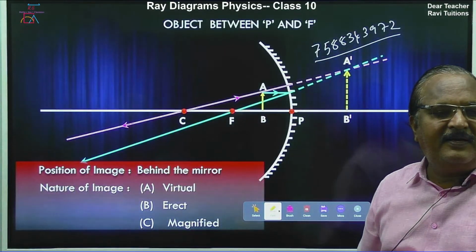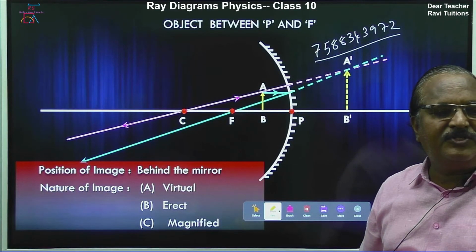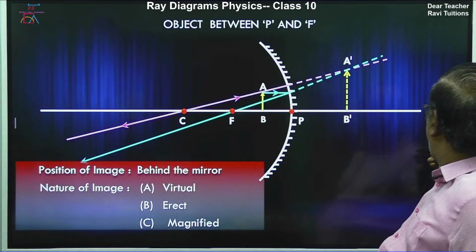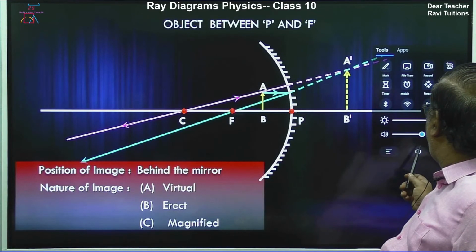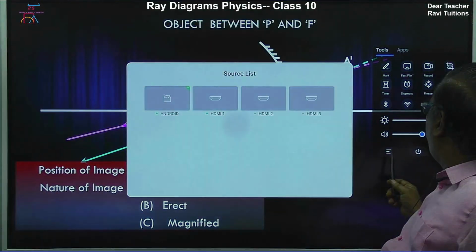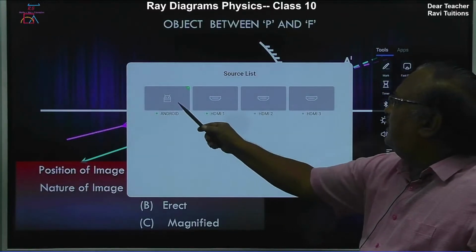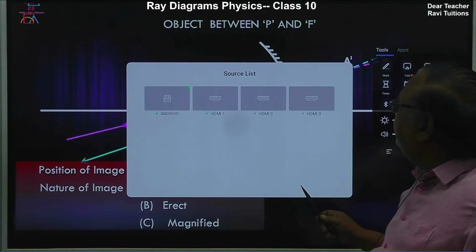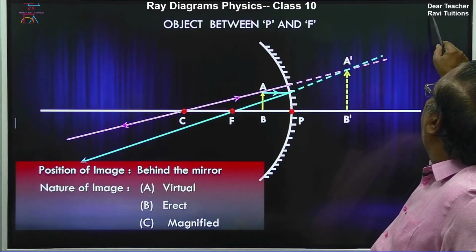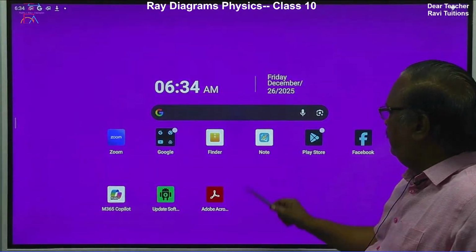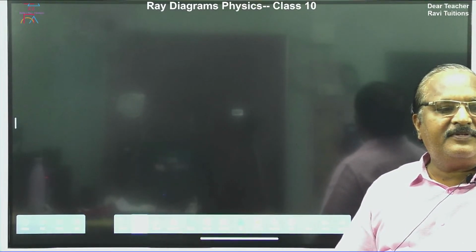Yeah, heating effects of Joule's law. Yeah, I will tell you. Let me take one more for Bhavesh. Heating effects of Joule's law.